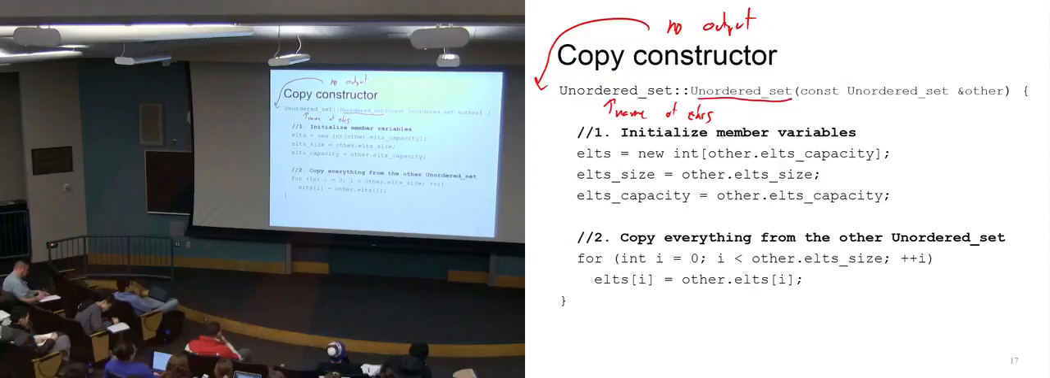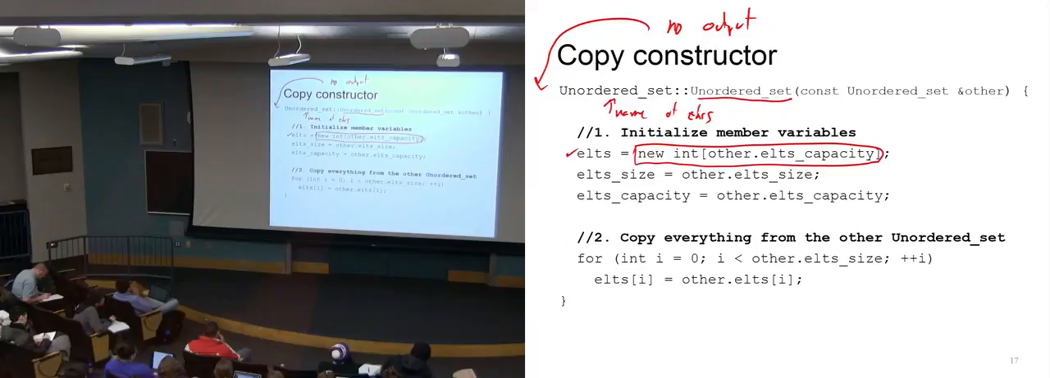Notice how I'm calling new here. So I get a second array on the heap. This is the big difference. And then I copy from the other to the new one.